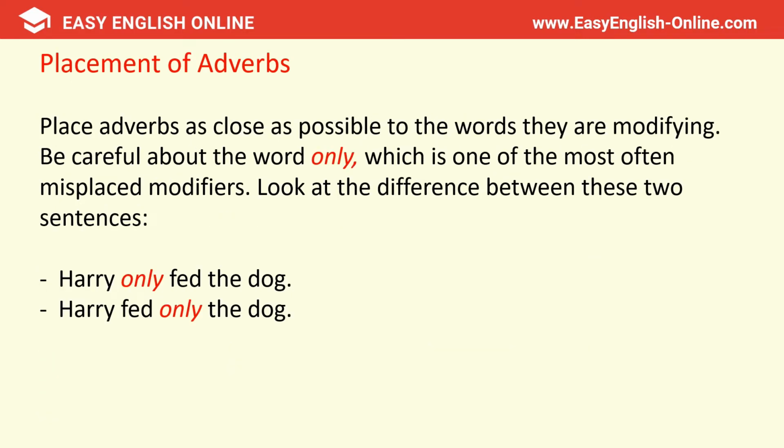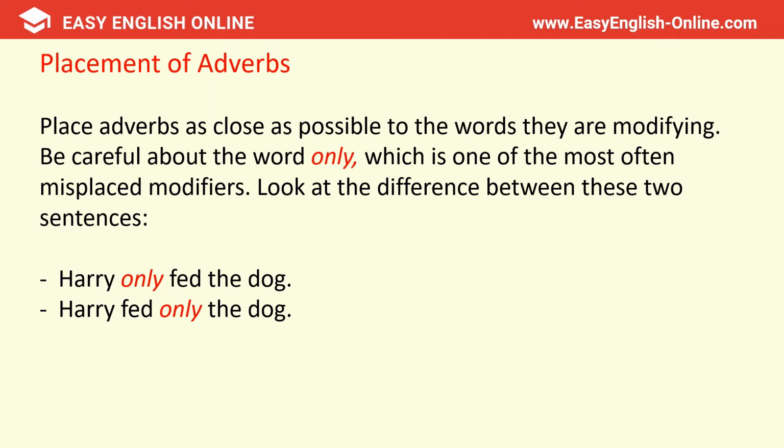Okay, so now we're going to think about the placement of adverbs. Whereabouts do we put them in a sentence to sound natural? It is best to try to place adverbs as close as possible to the words they are modifying. So putting the adverb in the wrong place can make a sentence sound awkward, or sometimes, unfortunately, it can change the whole meaning of the sentence. Be extra careful about the word only, too, which is one of the most often misplaced modifiers.